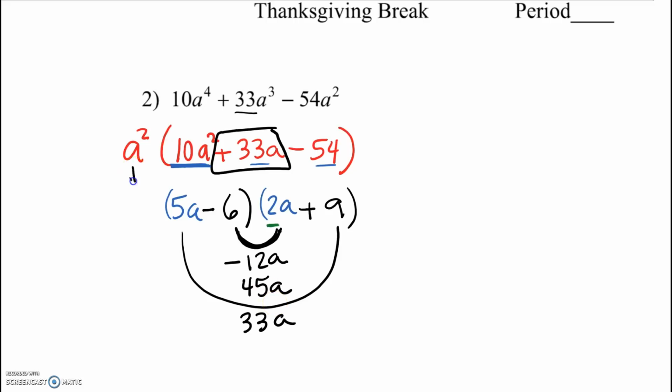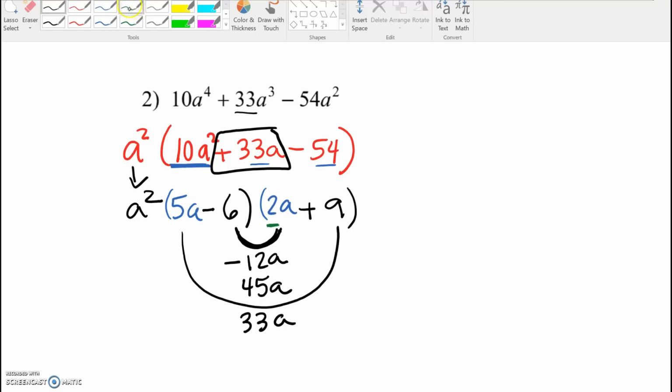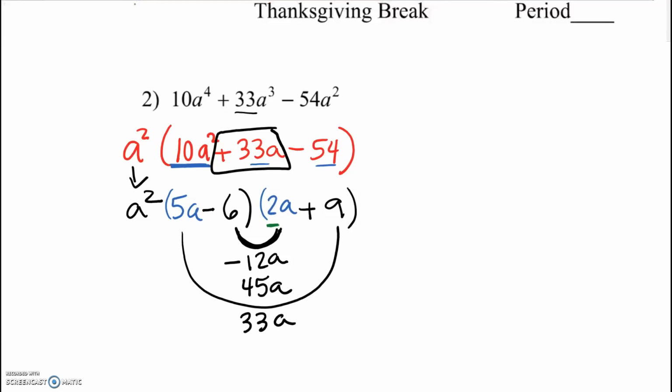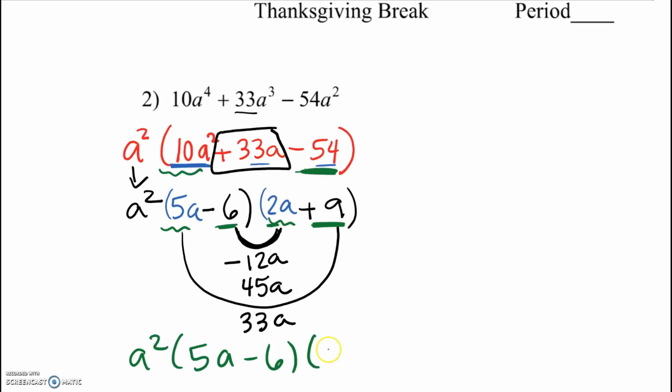So again, make sure you bring down what you take out at the beginning, because that's still part of the question. And the last thing is always check your signs. So I have a negative 6 times a positive 9. Is that negative 54? Yes. And is 5a and 2a positive 10a squared? Yes. So my final answer here is a squared times 5a minus 6 times 2a plus 9.